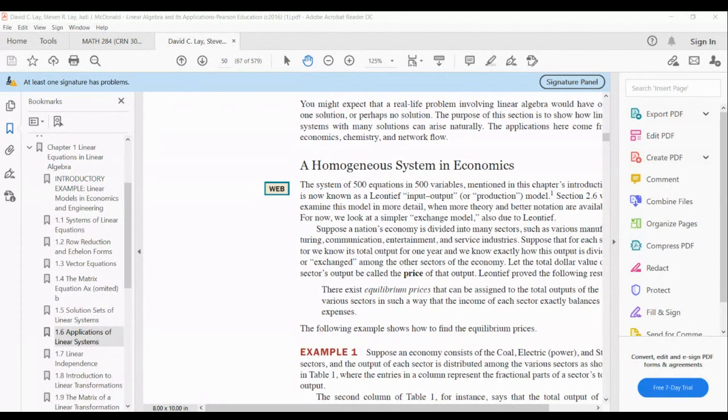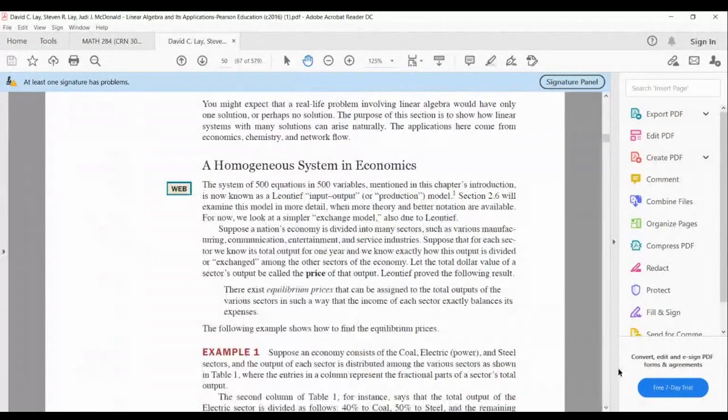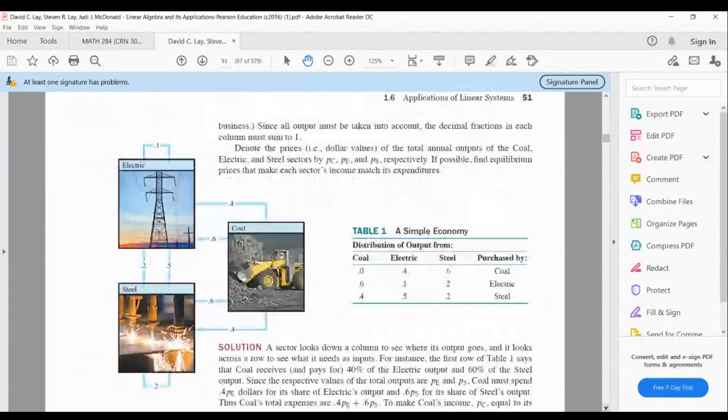Okay, class. Last time we ended by talking about an application from section 1.6 on how we can use linear algebra to balance a system of equations. There are several other very nice applications in section 1.6, and I want to look at them right from the book. So let's focus on example 1 from section 1.6.